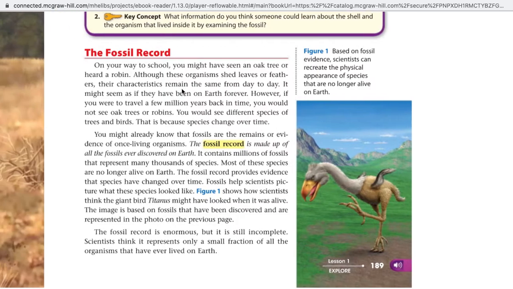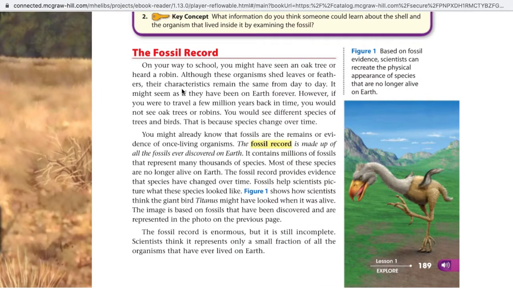Okay, the fossil record. On your way to school, you might have seen an oak tree or heard a robin. Although these organisms shed leaves or feathers, their characteristics remain the same from day to day. It might seem as if they had been on Earth forever. However, if you were to travel a few million years back in time, you would not see oak trees or robins. You would see different species of trees and birds. This is because species change over time.